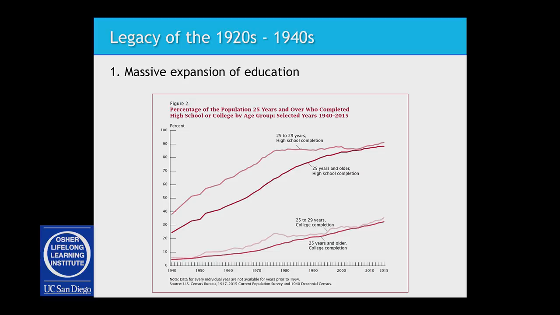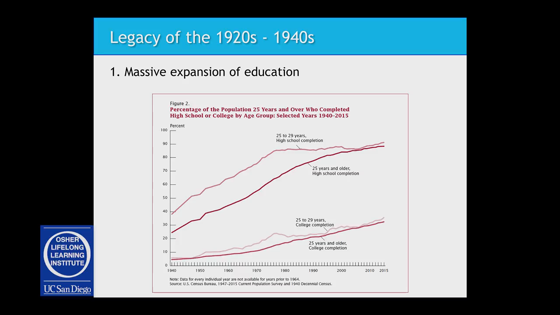Number one, there was a massive expansion of education in the United States. The U.S. led the rest of the world, and there's a wonderful book by Claudia Goldin and Larry Katz about education expansion in the U.S. This is the percent of the population 25 years and over who completed high school or college by age group for selected years. Okay, so let's look at the upper pink line, which is people ages 25 to 29, so young people in their 20s, but beyond college age, typically, who have completed high school. You can see that number really shoots up through the early 1970s, but then flattens out afterwards.